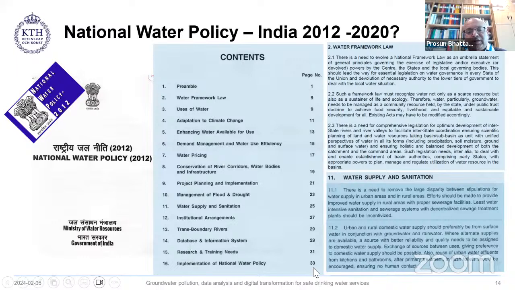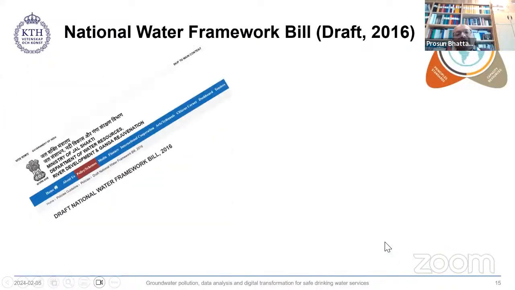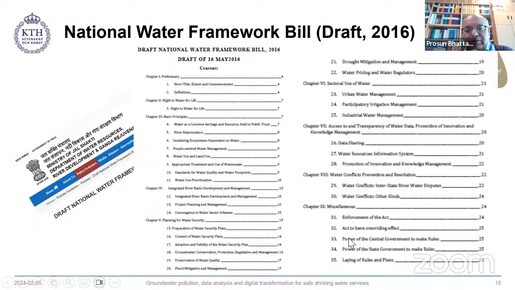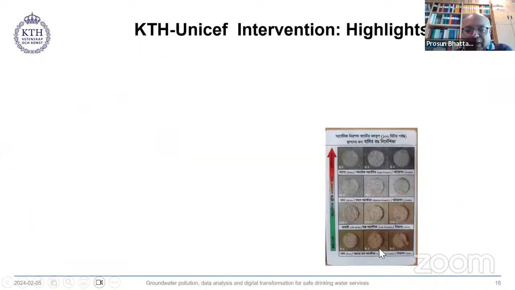And then in the 2012 national water policy, Rashtriya Jal Niti, we brought in water supply and sanitation as a point which talked about the large disparity in water supply between urban and rural areas. So these are some of the key issues. And then finally the 2016 national bill came out, which brought things in a much more comprehensive manner. These are some of the key aspects of national policy making, where the conservation of water quality was discussed in quite some detail. So we need to understand these aspects in a more elaborate way.